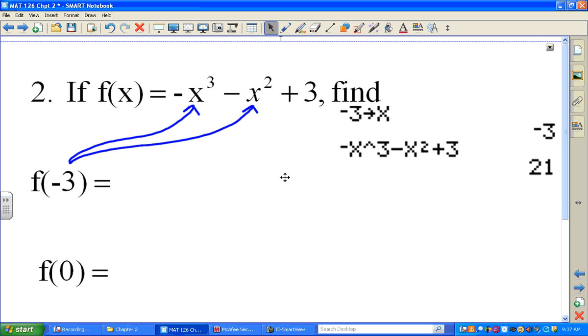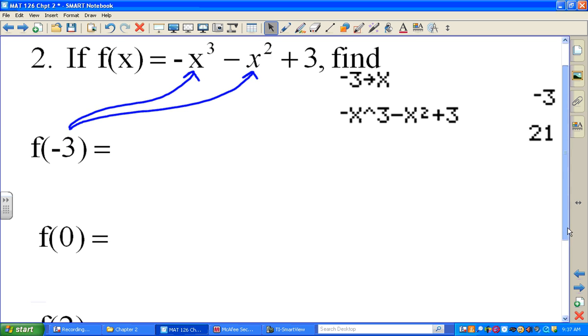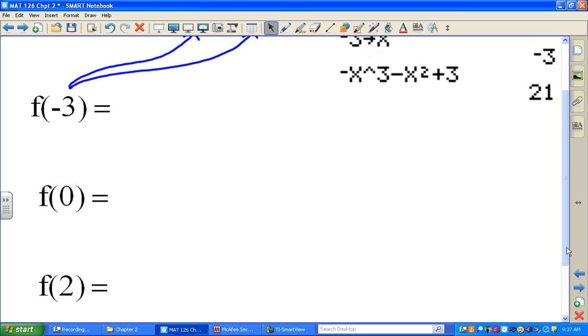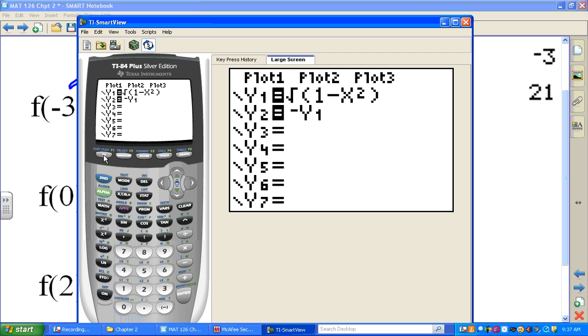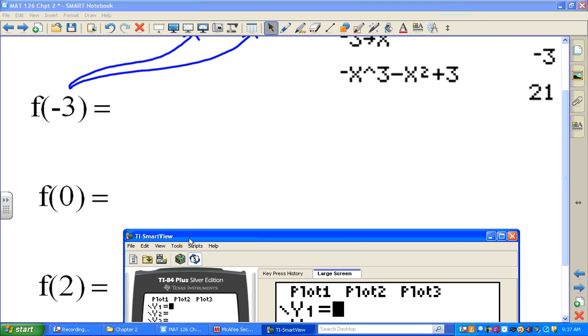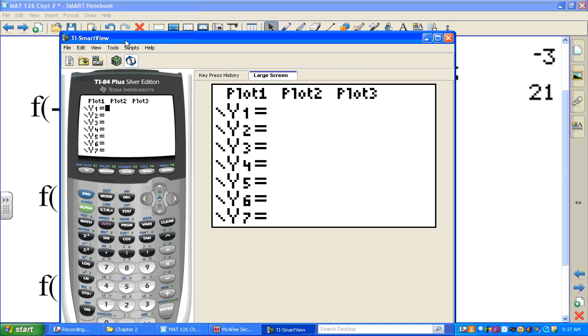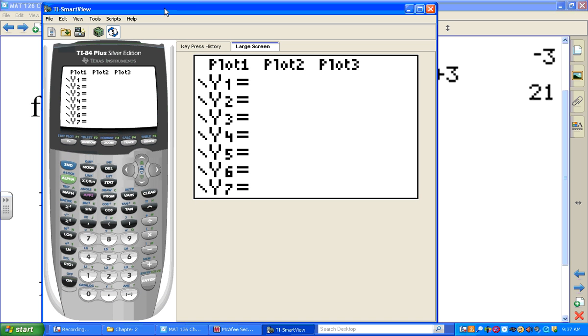Okay? Another way you can do it, this is a really cool way of doing it, because this is like function notation. Very exciting. I can type this in as the rule. Remember, f of x is the same as y, isn't it? So I'm going to type this in, -x caret 3 minus x squared plus 3. You do this if you have more than one thing to do. See, I had that typed in for my f of x, correct?